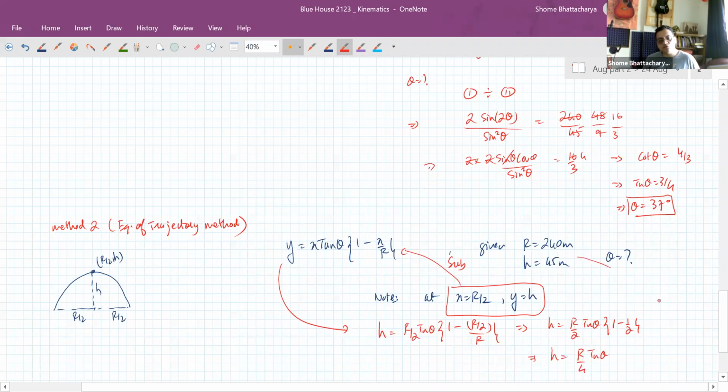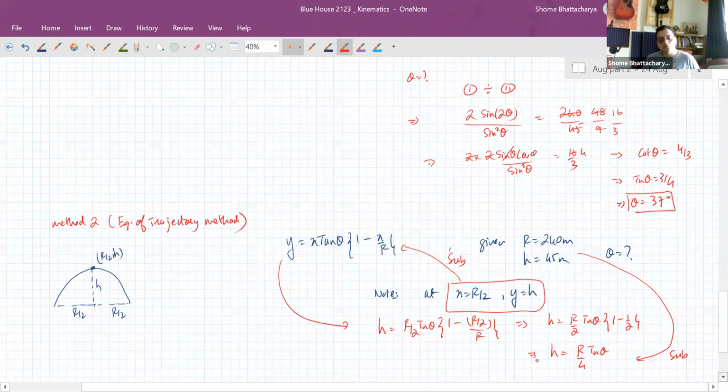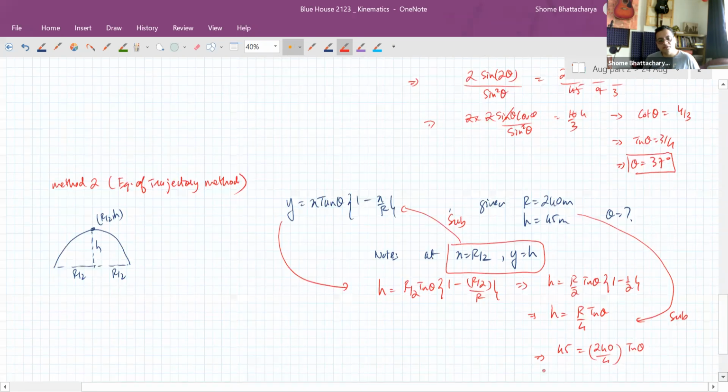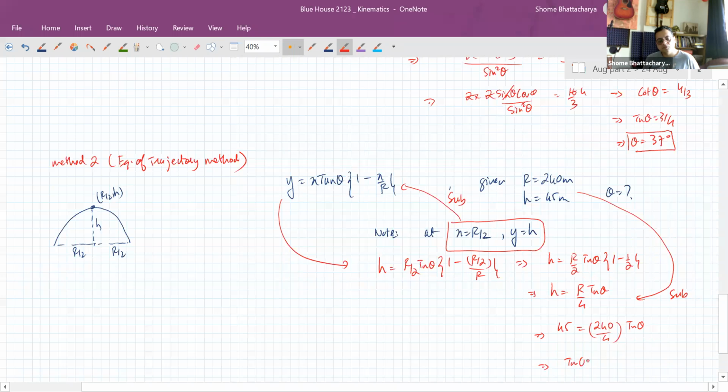And as you can see, the data of this question is just direct for this now. So when I substitute this as 45 and this, okay, I get directly that tan theta is 45 divided by 60, that is 3 by 4. So that means theta is equal to 37 degrees. So it gives us a much more direct way of solving.